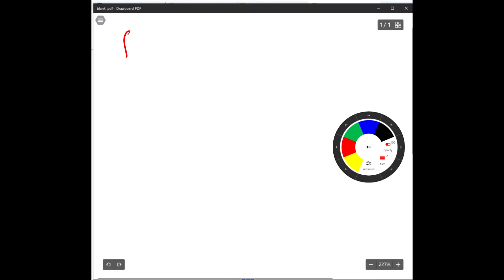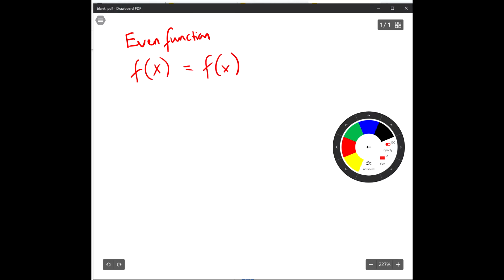This is the even function. So even function means we have f of x equals f of x. And if you try with f and with the opposite of x, you still get f of x. Okay, that's the even function.